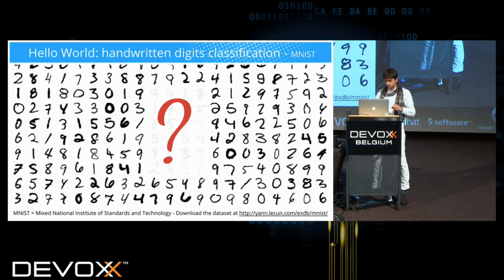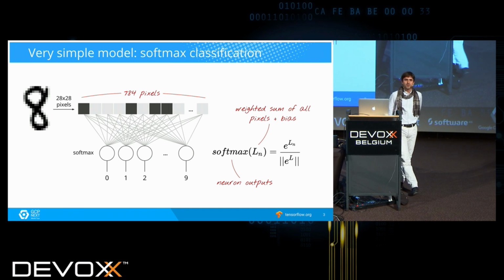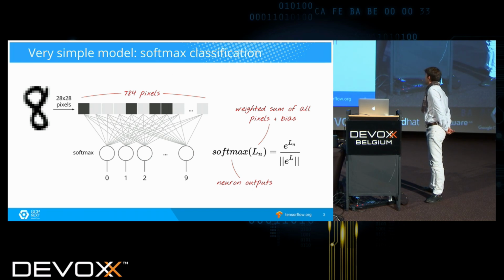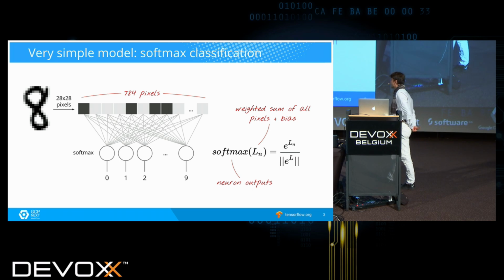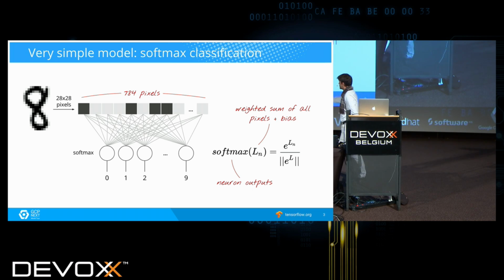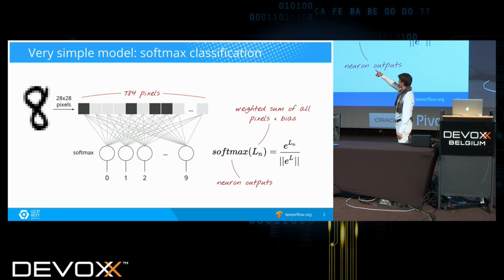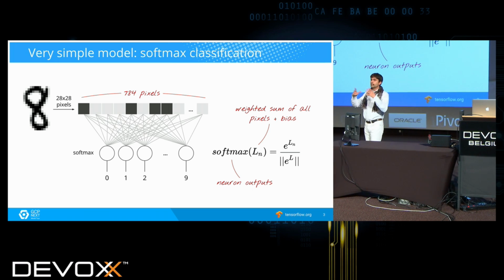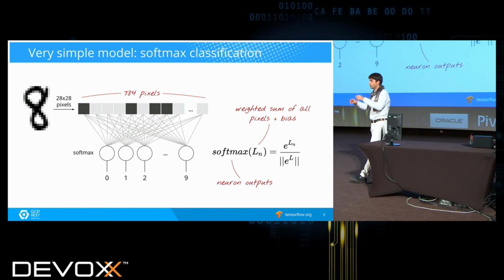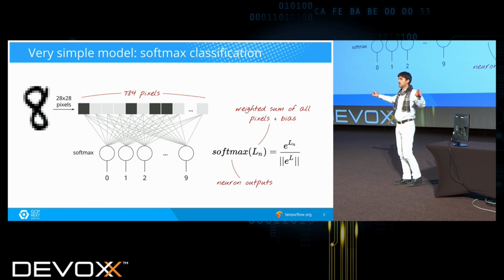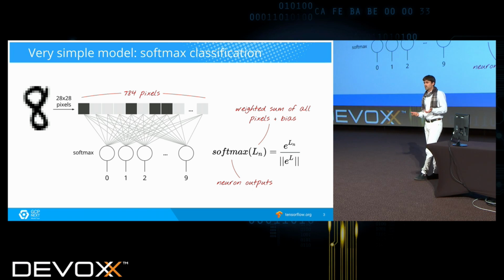So yes, let's build it. This is the simplest neural network you can imagine for recognizing those handwritten digits. So just 10 neurons. Our images come as 28 by 28 pixel images. The first thing we do is flatten all those pixels into one long vector, a 784 pixel vector. And that is what we will use as our inputs.